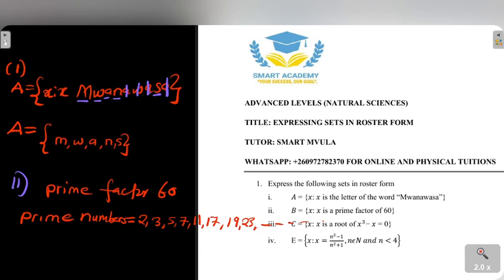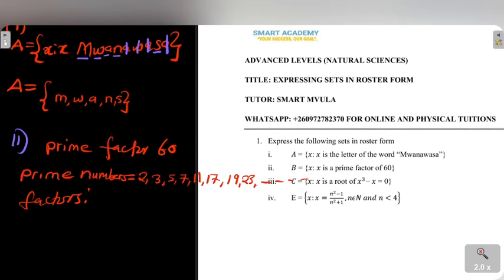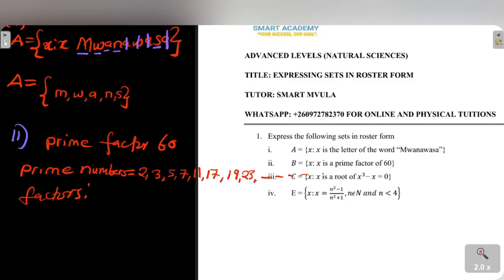Remember, prime numbers are numbers that are divisible by 1 and itself without leaving any remainder. So you list out the prime numbers. Then after listing prime numbers, you also list factors. Remember, factors are numbers that can enter into 60 without leaving any remainder. So we're going to list our factors there. What are those numbers?